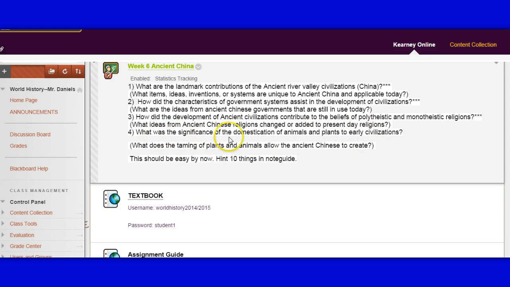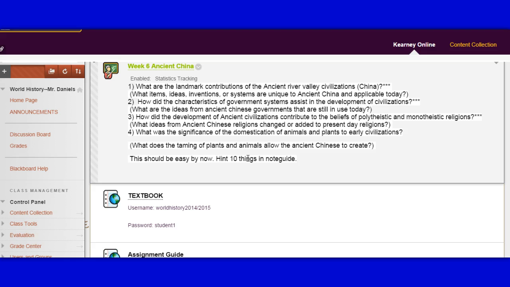Finally, what was the significance of the domestication of animals and plants to early civilizations? What this means is, what does the taming of plants and animals allow the ancient Chinese to create? This should be easy by now. Hint, it's the 10 things in your note guide.